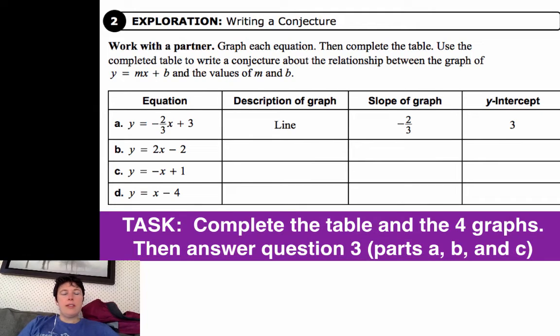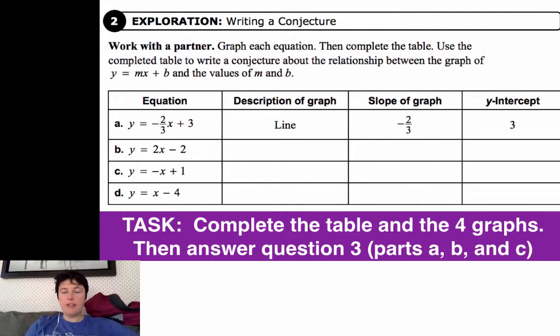So for the next exploration, here's what you're going to do. You're going to pause the video and you're going to complete this table and the 4 graphs that you see. Then you're going to answer question number 3 with part A, B, and C. So you have a little bit of work to do. I'm expecting this will take you at least 10 minutes with a paused video to try to work through this. But we're getting towards the end of the chapter. This is your opportunity to kind of practice and see if you're understanding some of this stuff.